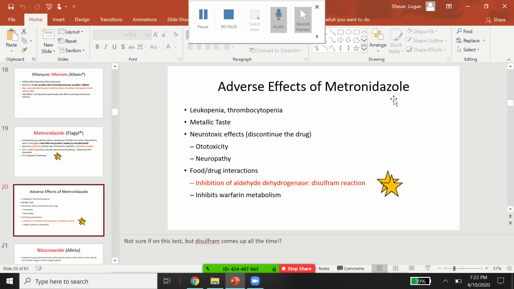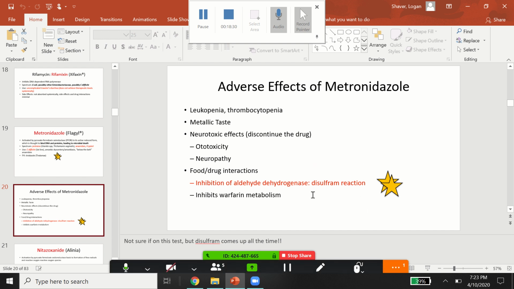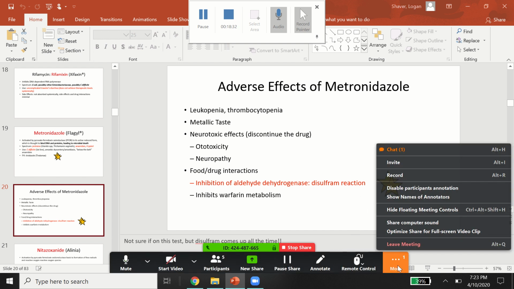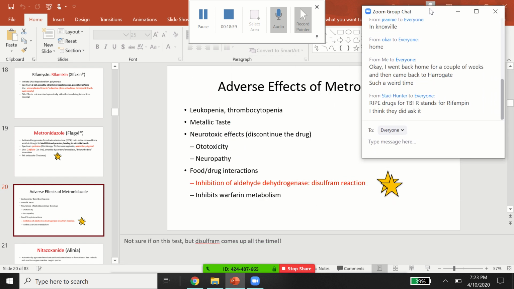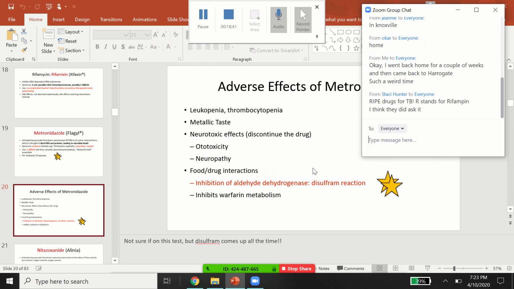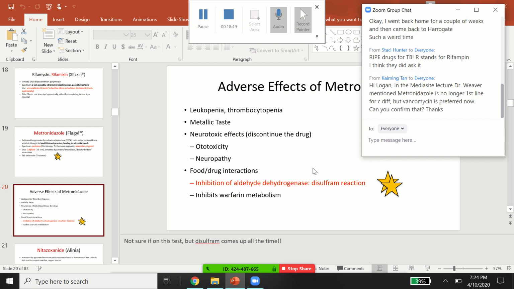So metronidazole is the reason it causes this thing called disulfiram reaction. I think they did ask it. Oh, okay. I know it's usually pretty important to know, and we had it not that long ago on a couple of our exams. I really wouldn't doubt that she would ask it on yours either. So that's why I actually have a slide.